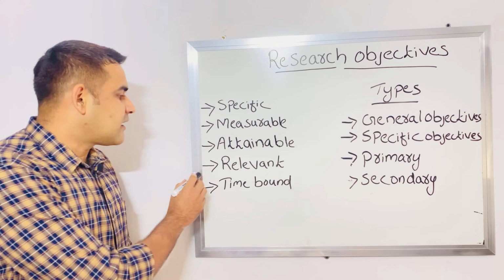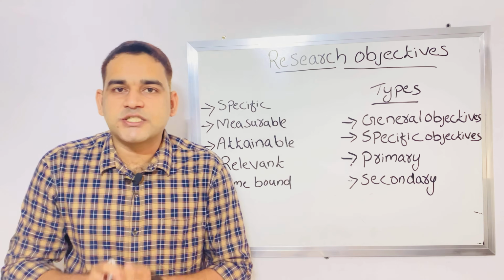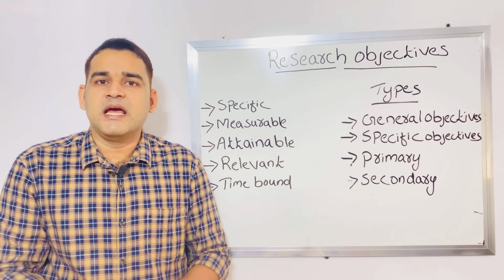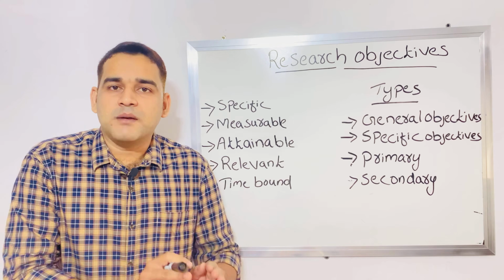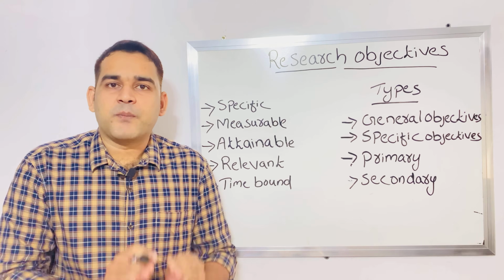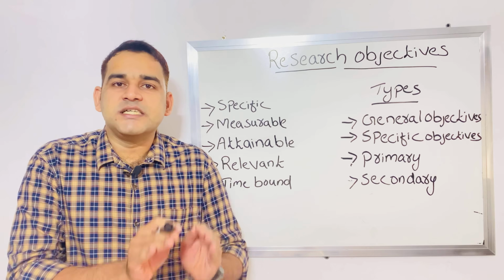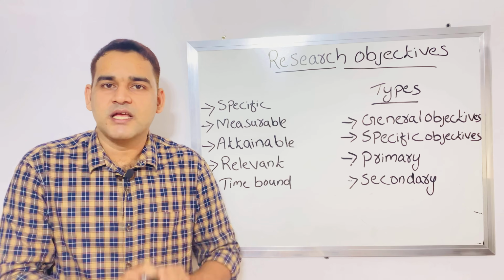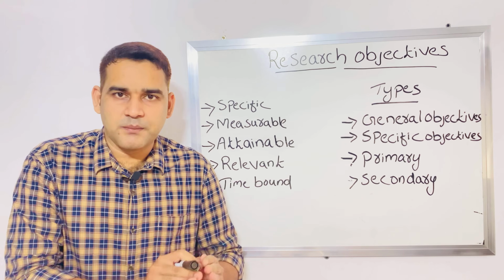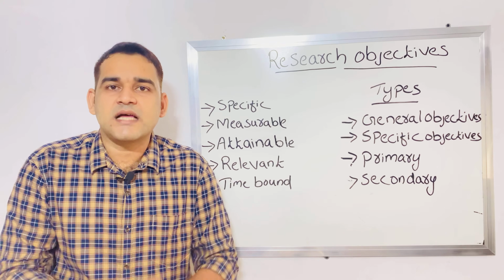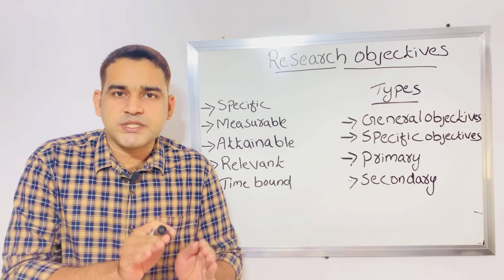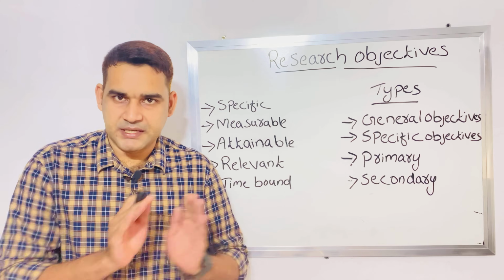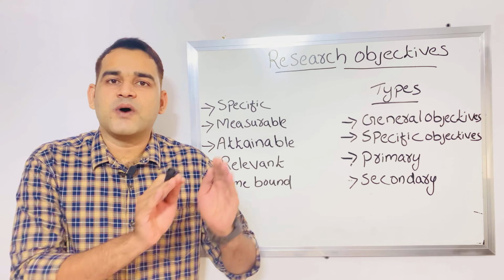Okay. Next one is relevant. Your research objective should be relevant. That is, the research objective should be related to your problem statement. You have a problem statement and your objective is not having any relationship with your research problem. That is wrong. So always the research objective should be suitable or applicable or related to your problem statement. So it should be related to your study.